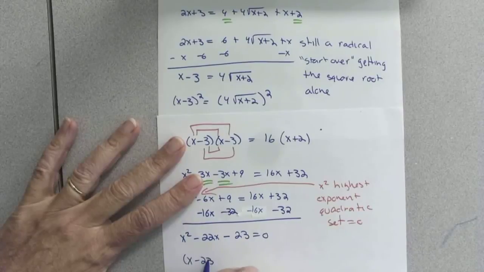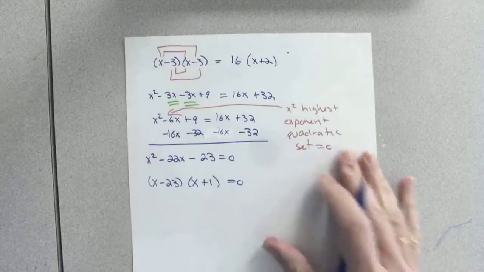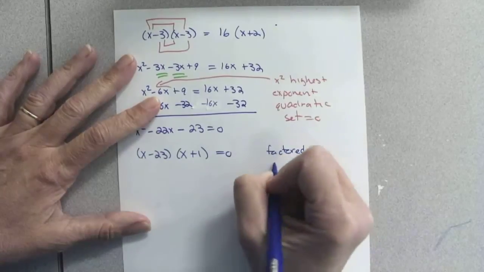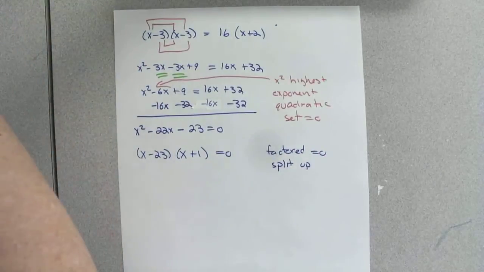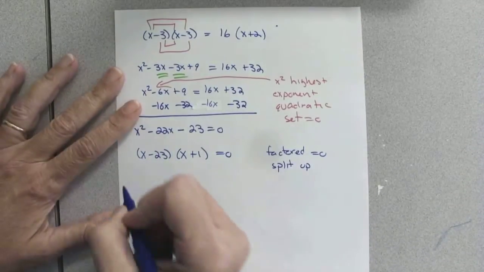And that does factor to x minus 23, x plus 1 equals 0. And now it's factored and equal to 0, so I can split it up. But that's the only time you can do that step of splitting things up, when it's factored and equal to 0.